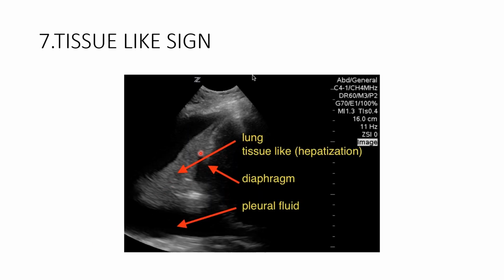Next is the tissue-like sign. It is also seen in consolidation, where the tissue-like lung is seen with some air bronchogram. This is the pleural fluid. Here the lung appears as tissue-like, or hepatization. It's like hepatic tissue, and this is the diaphragm. So this is the tissue-like sign seen in consolidation. So we have covered two signs in consolidation, the shred sign and the tissue sign.